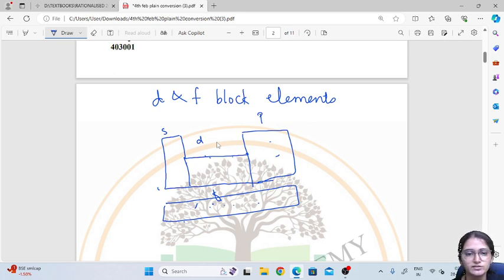Why are they called inner transition elements? Because actually they belong to this block. But they do not exist the way these other elements do. They are embedded between two elements, lanthanum and actinium, so that's why they are called inner transition elements, which are grouped separately and called F block elements.